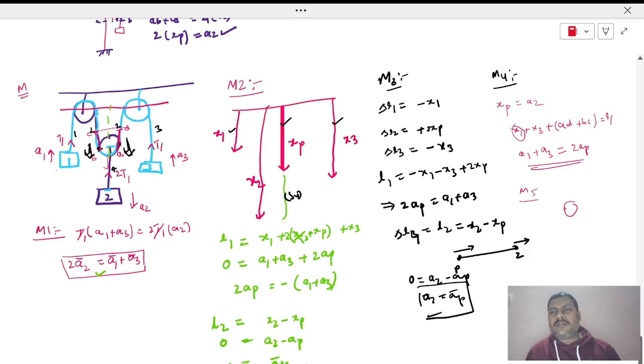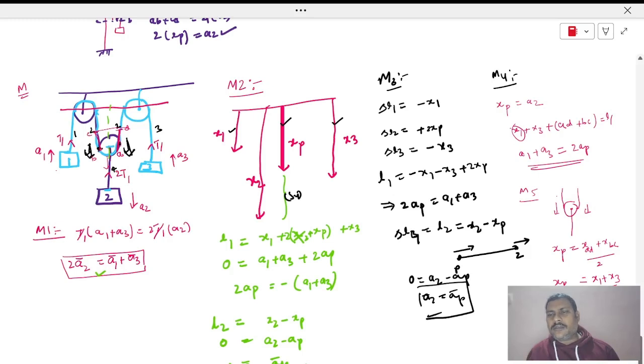Method 5, shortcut method, pulley. So these two have same direction like the pulley. Therefore, x of the pulley is equal to x of AD plus x of BC by 2. X of BC is equal to x1. X of AD is equal to x3, right? x1 plus x3 by 2 is equal to x of the pulley. Therefore, 2x of the pulley is equal to x1 plus x3. So 2 into A of the pulley is equal to A1 plus A3.